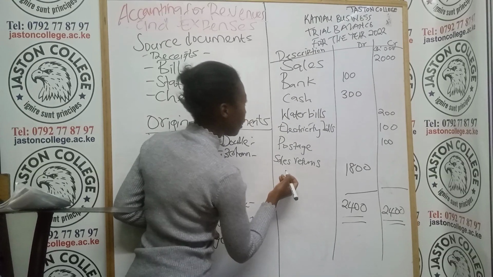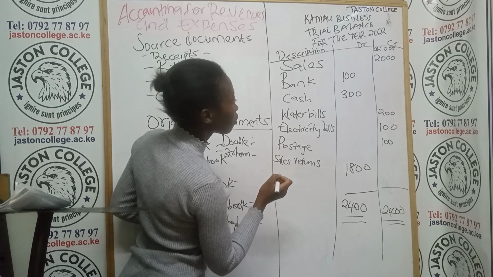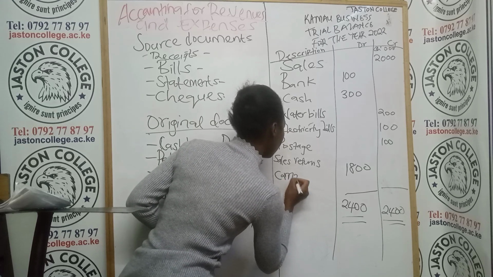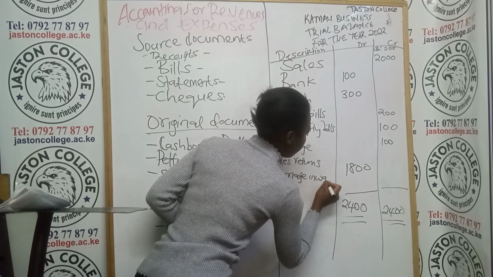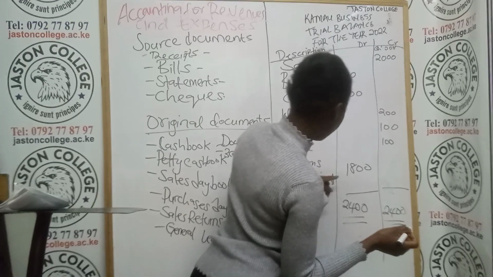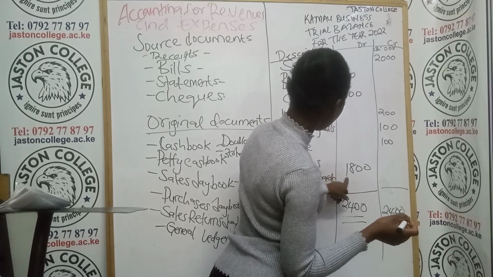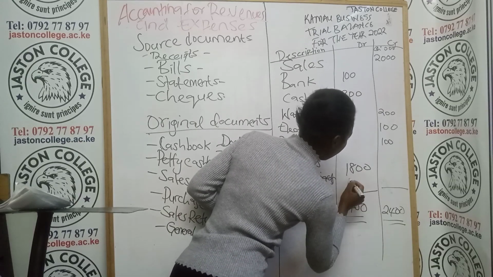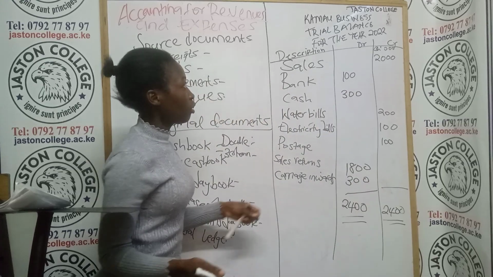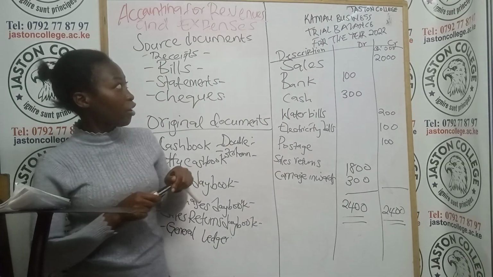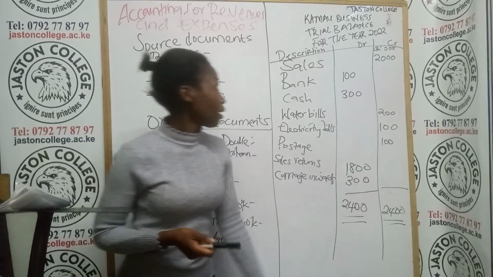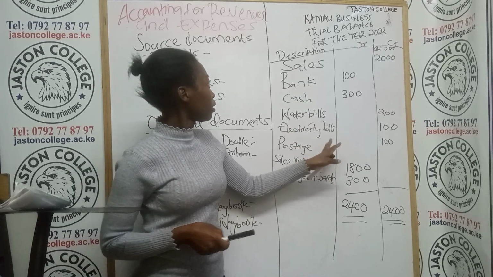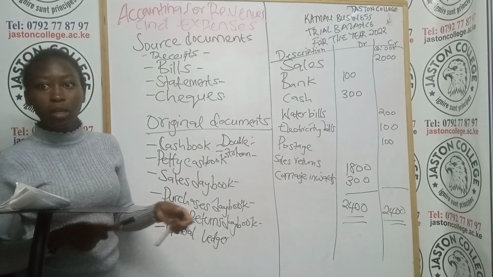So here let's add, let's say we have carriage inwards of 300. So it should balance. So our trial balance should balance on both sides, both the revenues and the expenses. So they should balance.